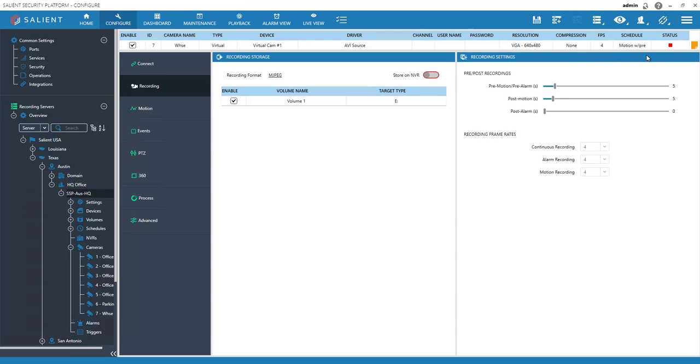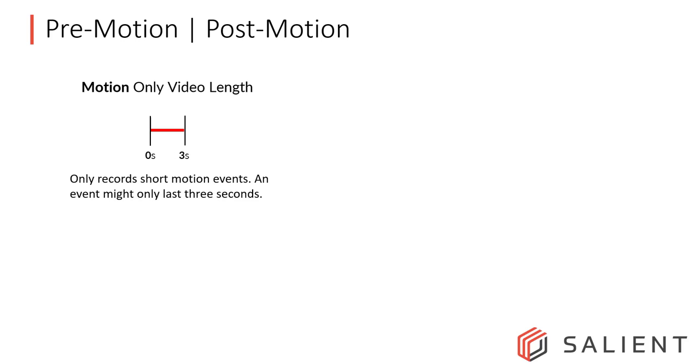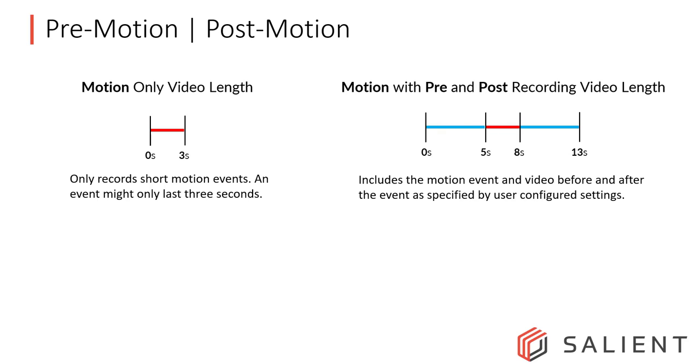Before we go, I would like to take a moment to clarify what these settings do. Without pre or post motion recording, a motion event like someone walking through a door may only take 3 seconds and produce a 3-second clip of video. Using the configuration we just finished, our server will not only capture the 3-second motion event, but it will add 5 seconds of pre-recorded video at the beginning and 5 seconds of post-recording at the end.